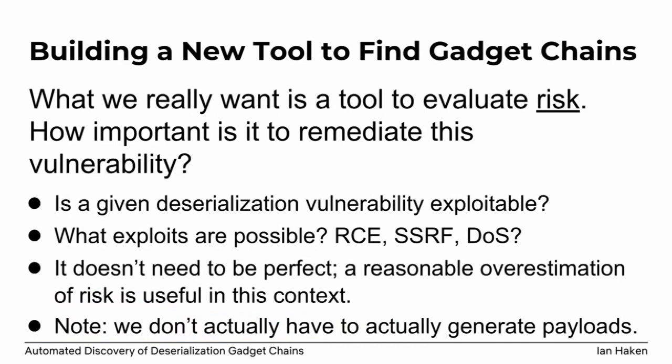And when we stumble upon one of these vulnerabilities, we really want to be able to assess the risk of that vulnerability. We would like to know, how important is it to remediate? Is it even exploitable? And if it's exploitable, what kind of exploits are possible? RCE, SSRF? We'd like to know. And so if we're answering that question, we don't necessarily have to be perfect. A reasonable overestimation of risk is still useful. And we don't actually have to generate payloads if our goal is just to understand what gadget chains are possible, what is a good starting point if I was trying to exploit this.